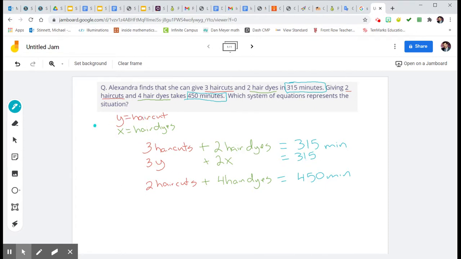And then we could do the same thing with our second equation. Because remember, if we're talking about a system of equations, we're talking about 2 or more equations, all right? So we have 2 or more situations right here. So I'm going to keep it the same. I'm going to say y is my haircuts. So instead of 2 haircuts, I'm going to say 2y. And then instead of hair dyes, I'm going to say x. So plus 4x. And then I'm sure you can figure out the rest. It equals 450.